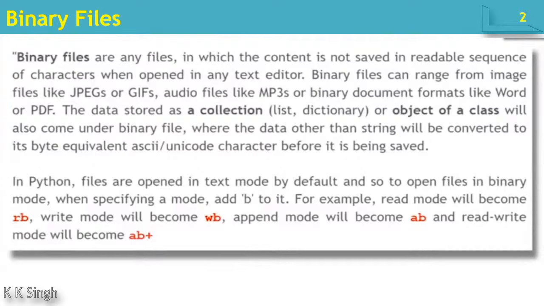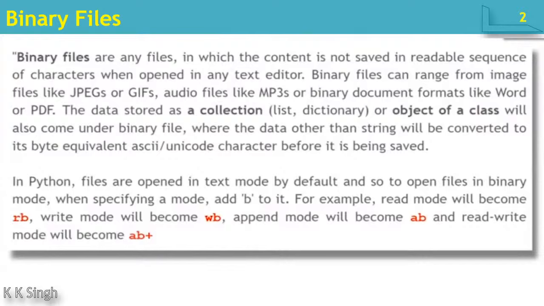Binary files can range from image files like JPEG or JPG files, or GIF, audio files like MP3s, or binary document formats like Word or PDF. Data stored as a collection like a list and dictionary, or an object of a class, will also come under binary files, where data other than a string will be converted to its byte equivalent, ASCII or Unicode character, before it is saved.